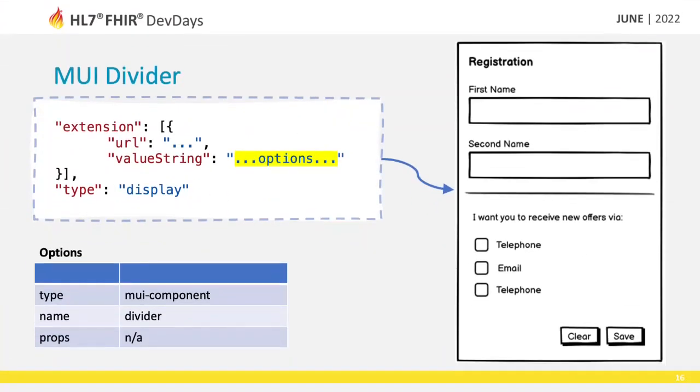I've pulled out the options this time and placed them in a table so they're a little easier to read. We've discussed type already. It's always going to be MUI component for this second pattern. After type, we have name, which is the name of the component that we want to render. That's divider in this case. Finally, we have props. In this case, we're not passing any props because we don't want to modify the component. And that's all we need to do to render the Material UI divider component on our form.